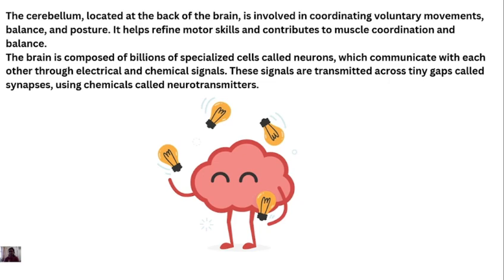The cerebellum, located at the back of the brain, is involved in coordinating voluntary movements, balance, and posture. It helps refine motor skills and contributes to muscle coordination and balance. The brain is composed of billions of specialized cells called neurons, which communicate with each other through electrical and chemical signals. These signals are transmitted across tiny gaps called synapses, using chemicals called neurotransmitters.